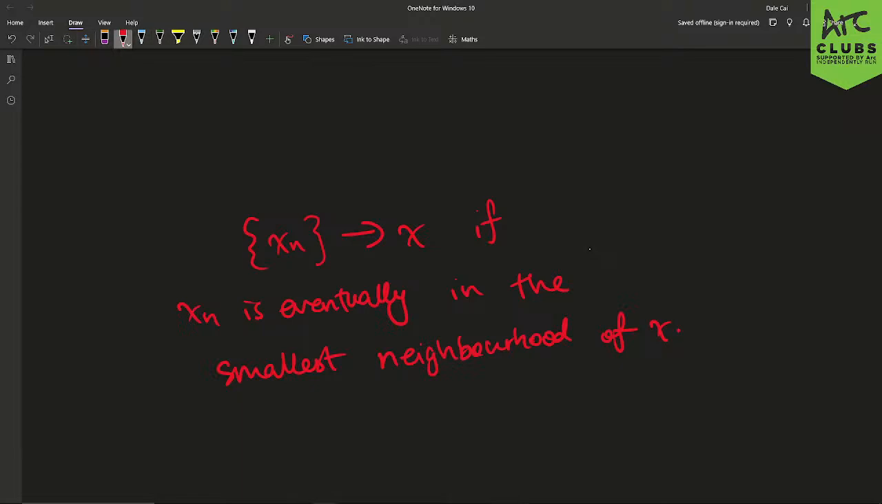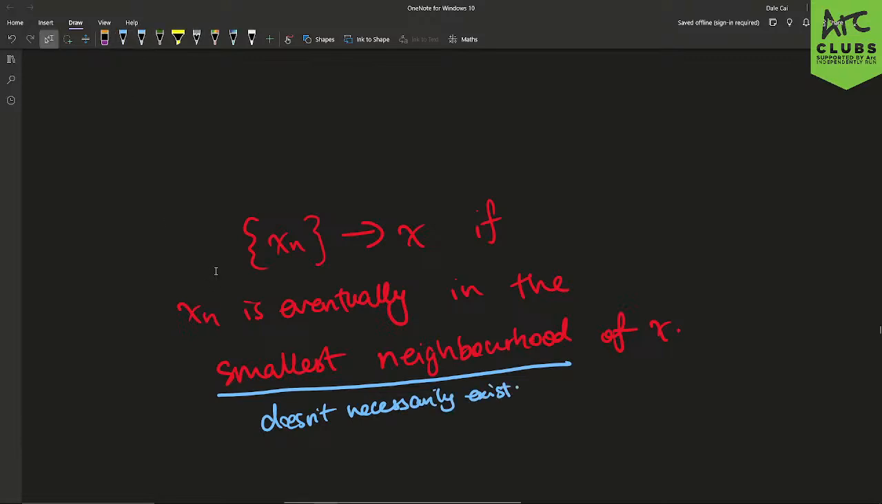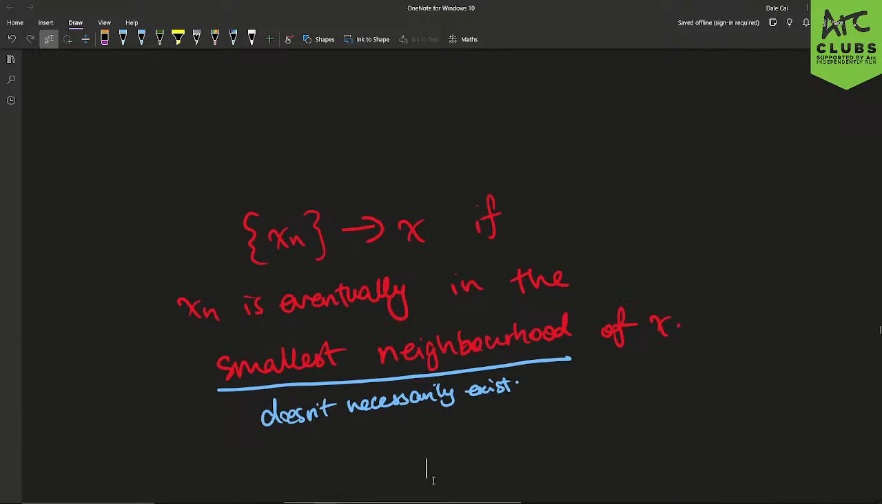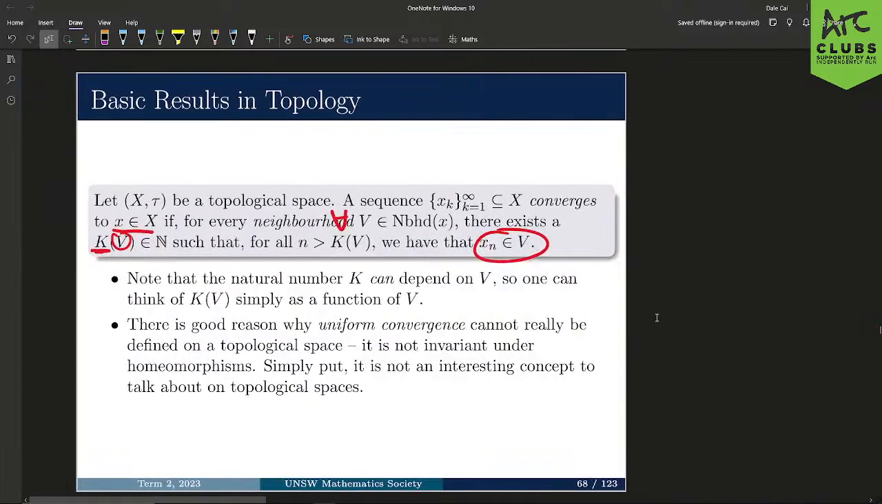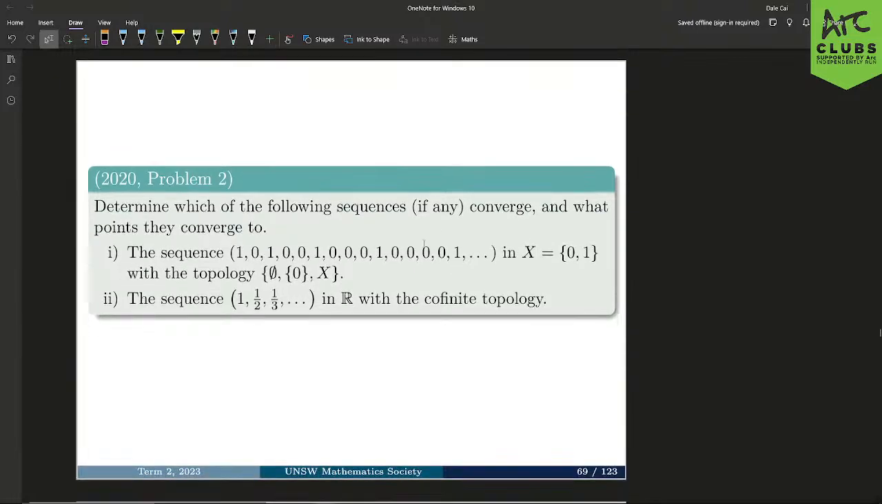But of course, there's like an asterisk associated with smallest neighborhood, because we don't know if it exists. If it doesn't exist, then there's a bit more work to do, and it's a bit annoying. Okay, so let's move on to here. I can give you a second to think about this. What values do these sequences converge to, if any?